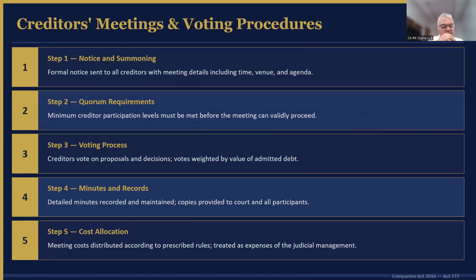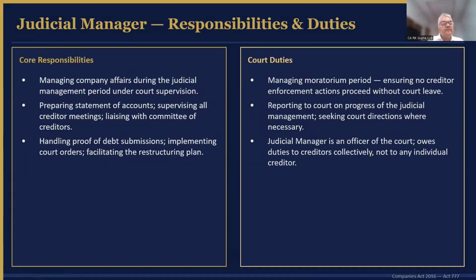Step 4 is minutes and records. Detailed minutes are recorded and maintained, and copies are provided to the court and all participants. Step 5 is cost allocation. Meeting costs are distributed according to prescribed rules and are treated as expenses of the judicial management.